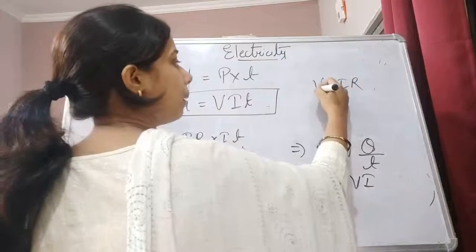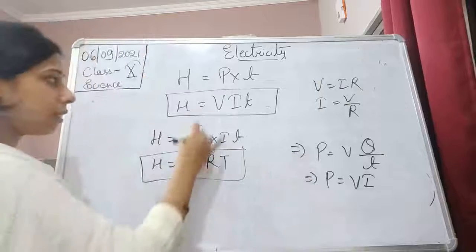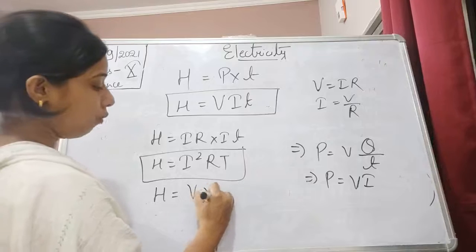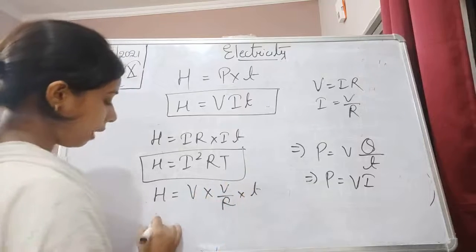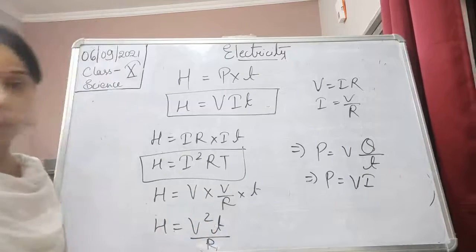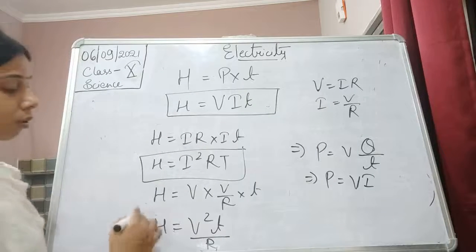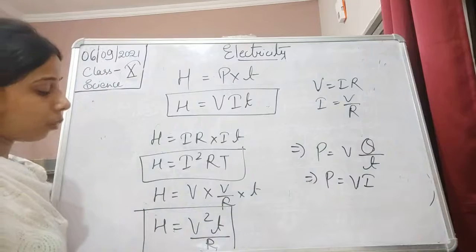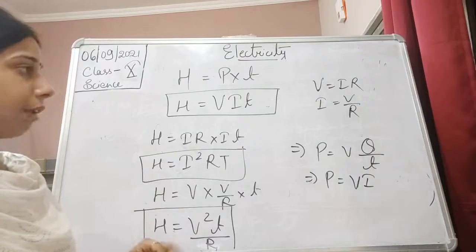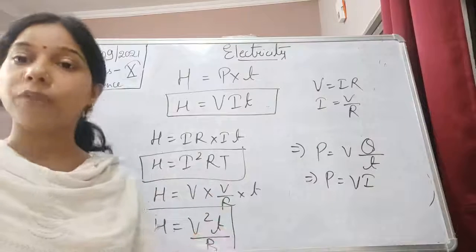Now again, we can also write I is equal to V upon R. This time we put the value of I here. It will be V into V upon R into T, so H is equal to V square T upon R. This is also a method by which we can find the heat energy if the current is not given and voltage is given.